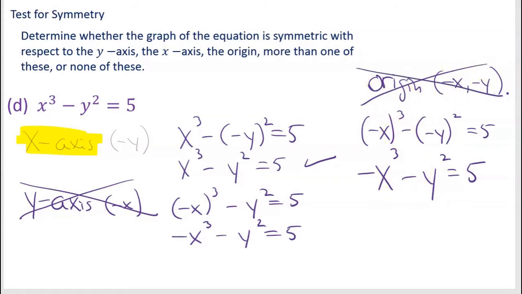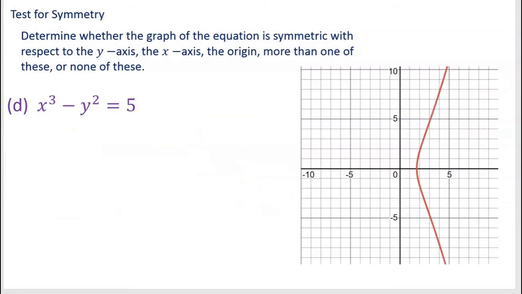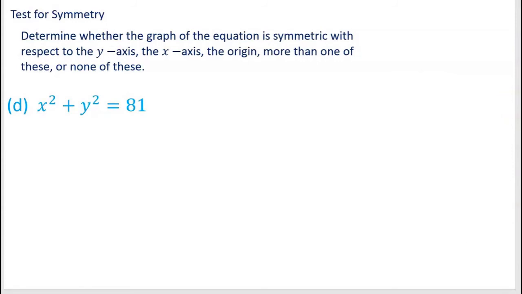So the only thing we can say is that it has x-axis symmetry. Let's take a look at the graph and see if that matches up. And there we go. There's the graph. Does this have x-axis symmetry? Well, I can draw a line right there along the x-axis. If I fold, I definitely get this line will land right on top of this line. So our test was correct. Now let's keep going. Next example.